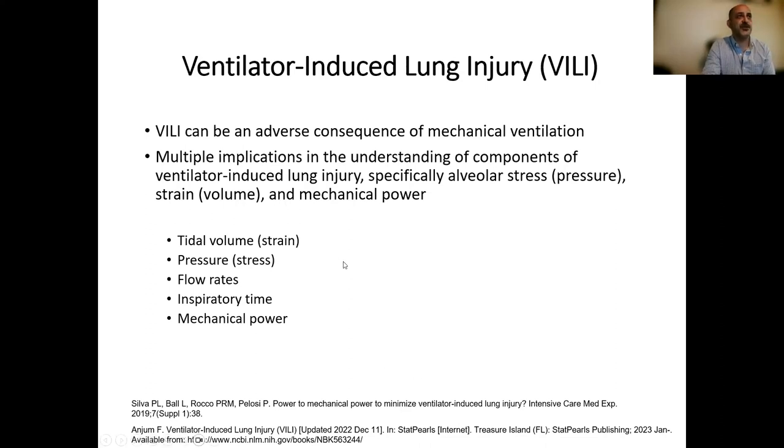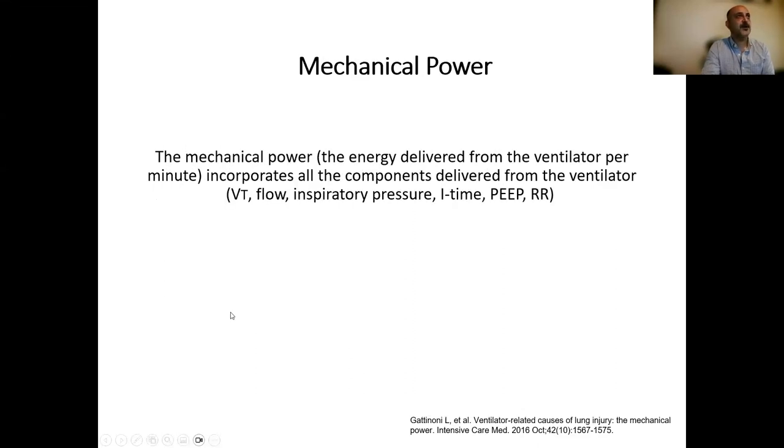But again, it depends on the alveolar stress, usually described as pressure going to the alveoli, and the strain related to the volume. And recently, the mechanical power, which again includes every component of mechanical ventilation. So it includes the tidal volume, the inspiratory pressure, the measure of stress, the flow rate, inspiratory time.